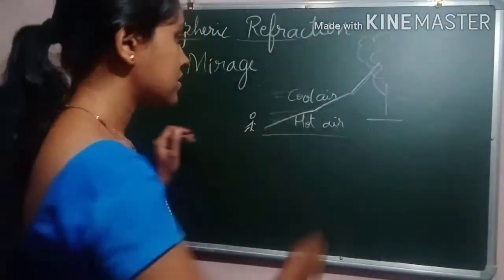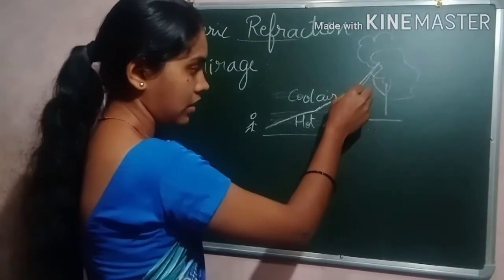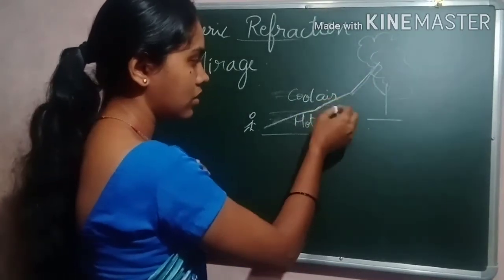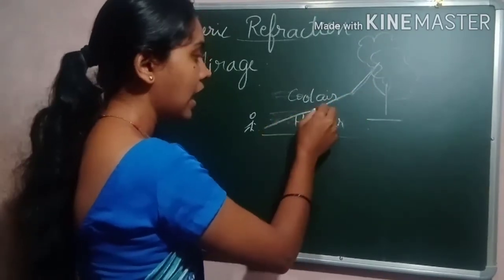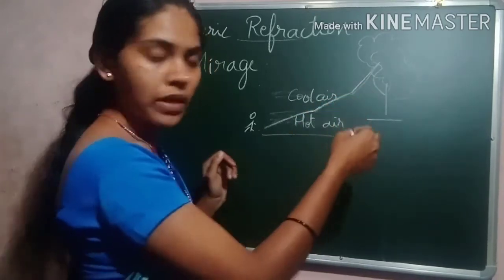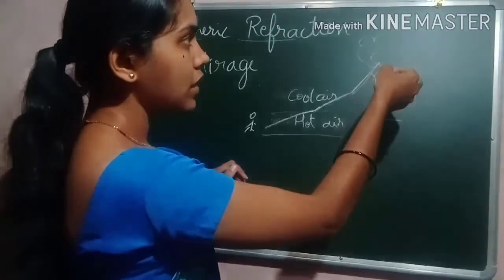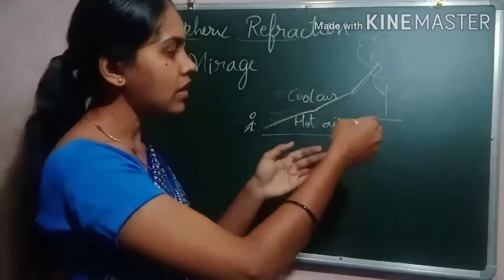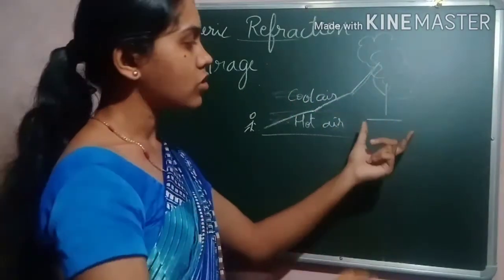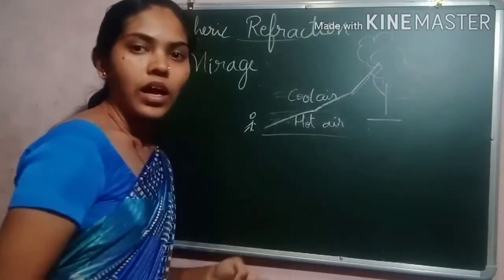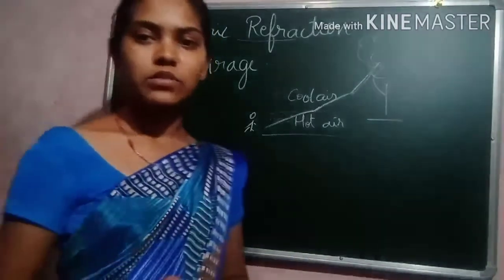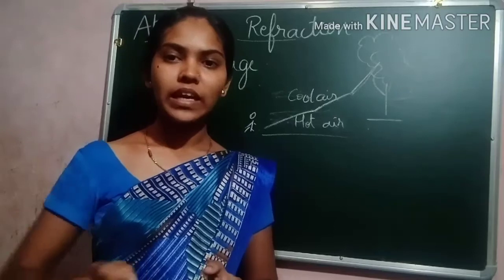Here what happens, when the light passes through different media, it gets refracted many times, and the object will appear in a different position instead of its real actual position. And then twinkling of stars. What is the reason for twinkling of stars?